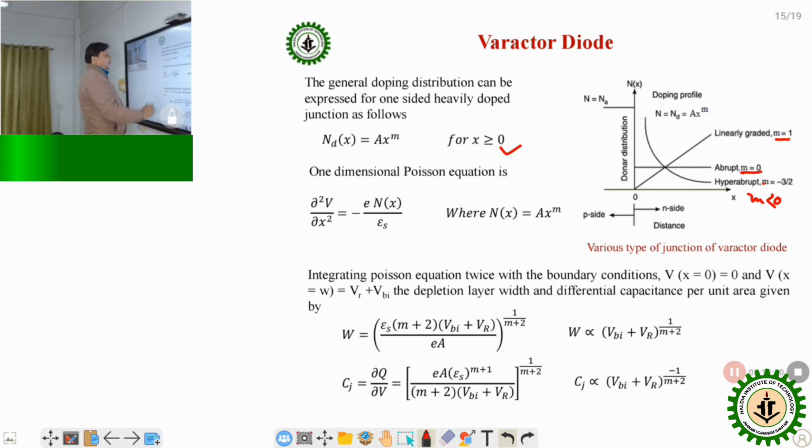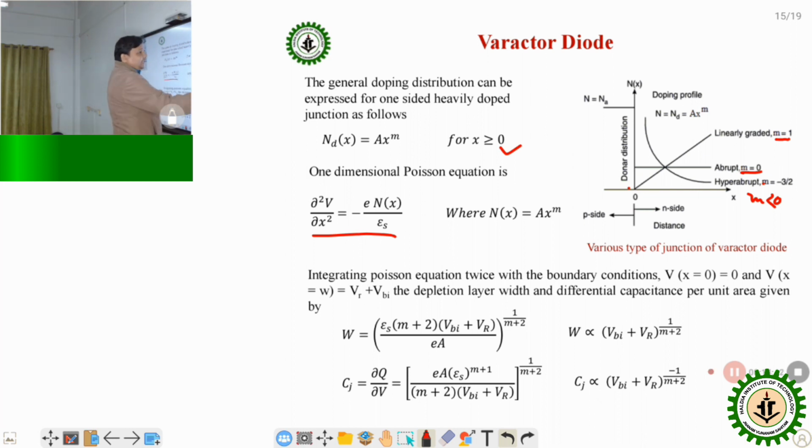N(x) is equal to A x to the m, where m varies for the linearly graded, abrupt and hyperabrupt junctions. We can solve this using the one-dimensional Poisson equation, integrating twice with the boundary conditions x is equal to 0 and x is equal to W, where V is equal to 0 at the metallurgical junction and V is equal to Vr plus Vbi at the edge of the depletion layer, W.